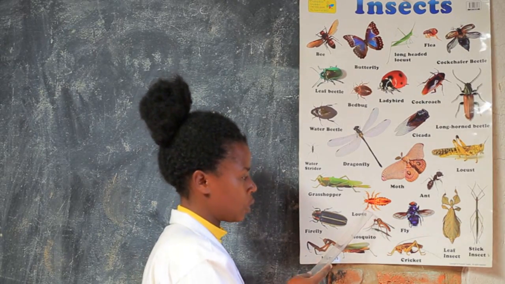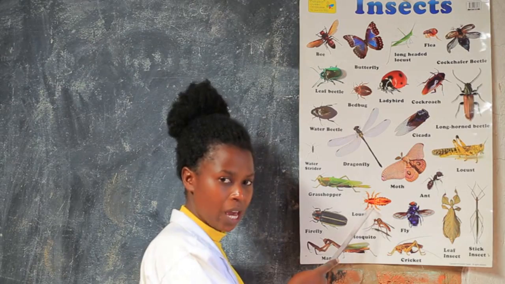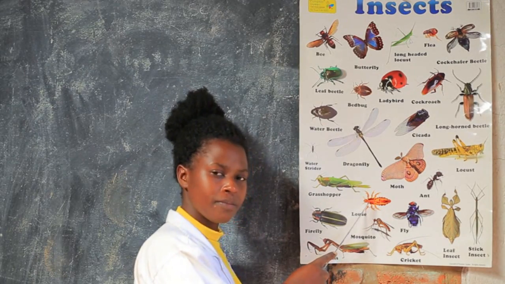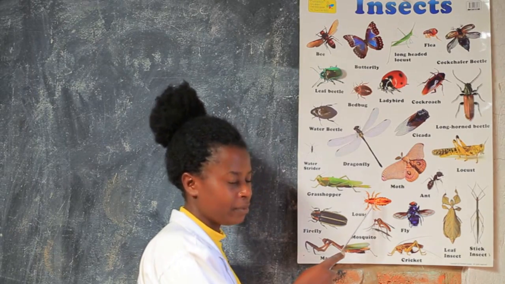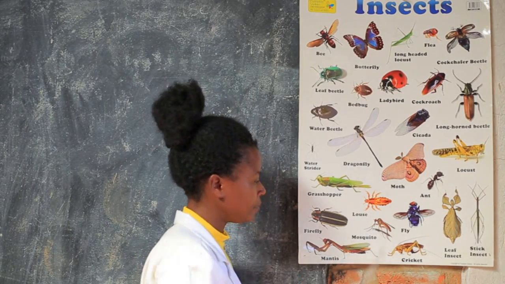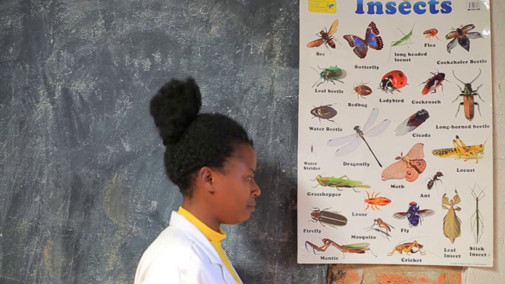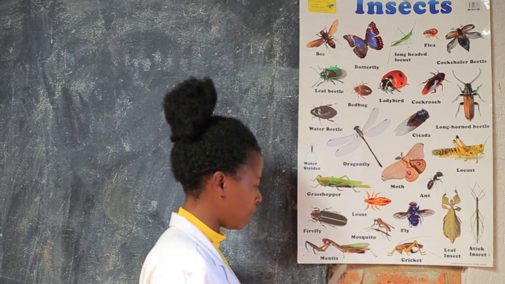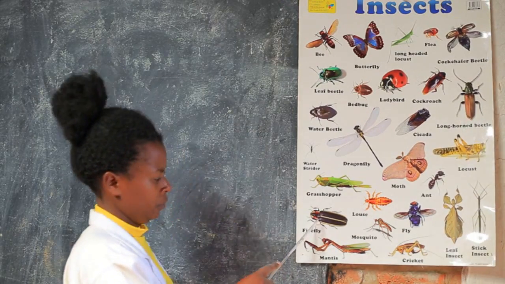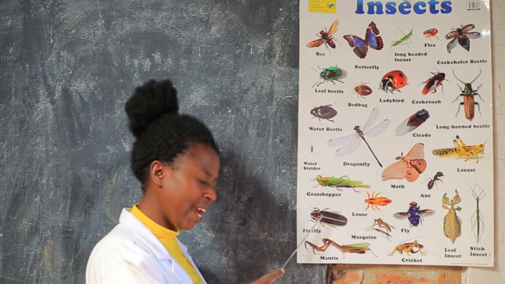We have another one here. It's called a louse. Everyone say louse. Louse. We have other insects down here. This one is called a firefly.